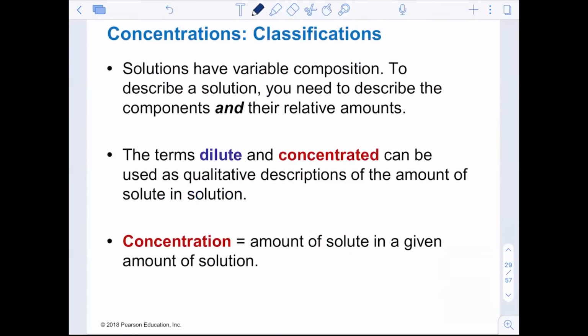Concentration, right? We just brought up molarity. Is molarity the only thing that we need to know about solubility? No. Solutions have a variable composition. And so to describe the solution, we do need to describe the relative amounts. And what we have used before to describe concentration is molarity, right? Molarity is moles of the solute per liters of solution.